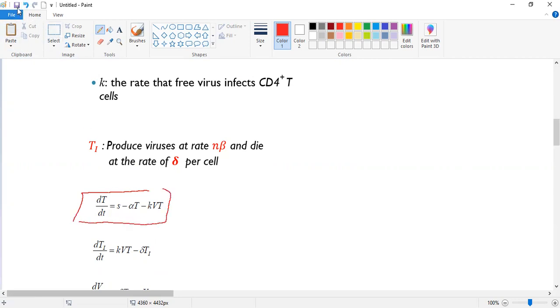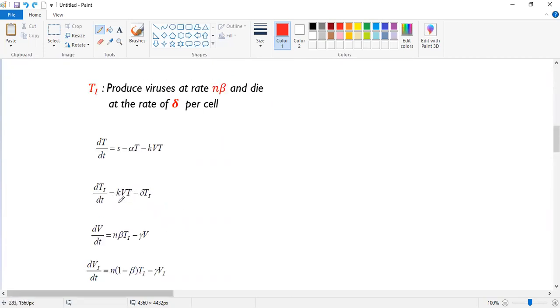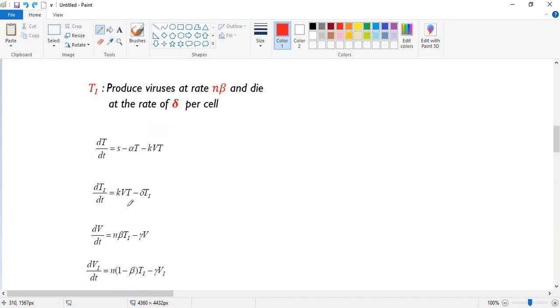Now the second one: the CD4 cells infected by the virus become a host and produce viruses. So for the TI cells, K is the rate at which the virus infects. So KVT is the T cells infected by the virus at the rate K. This infected CD4 T cell produces viruses because it becomes a host of the HIV virus. It produces virus at the rate N beta and dies at the rate delta. So here we have minus delta TI because they die at the rate delta. This is the second equation.